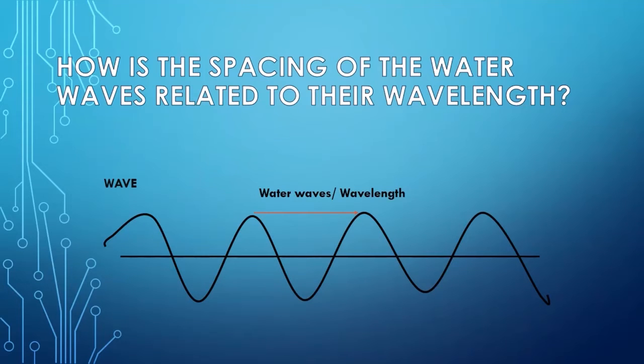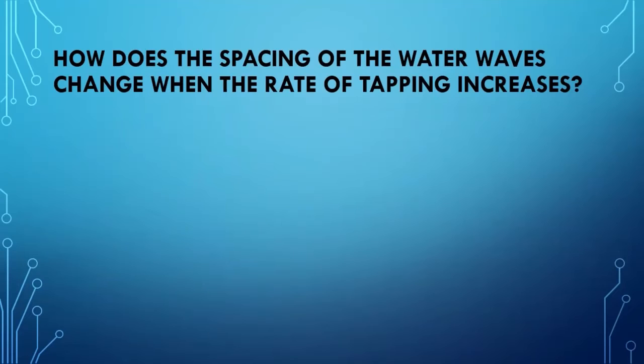Now the wavelength can also be from this part here to this other part where we have that complete oscillation or cycle. That is also what we call a wavelength. So what is the relation there? The spacing of the water waves and the wavelength are the same thing.